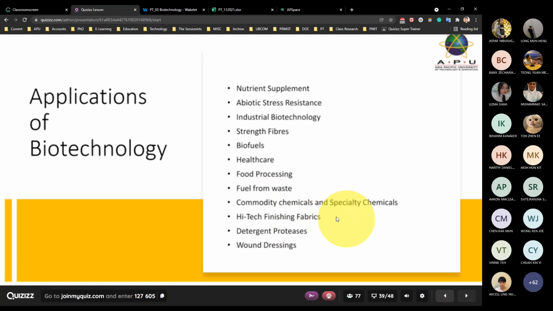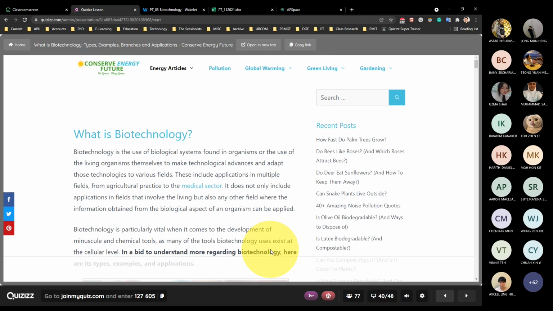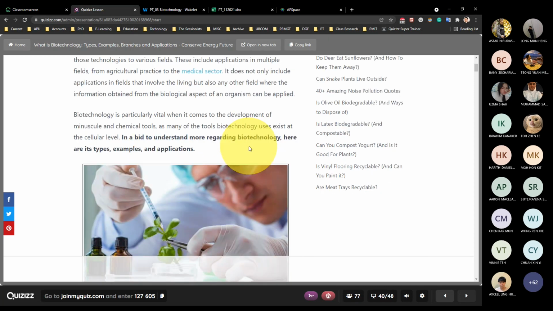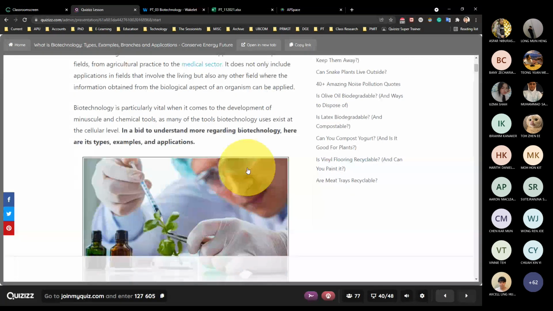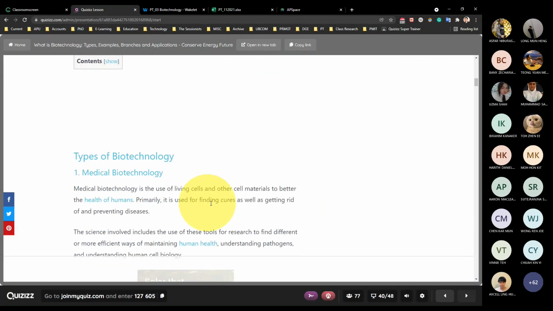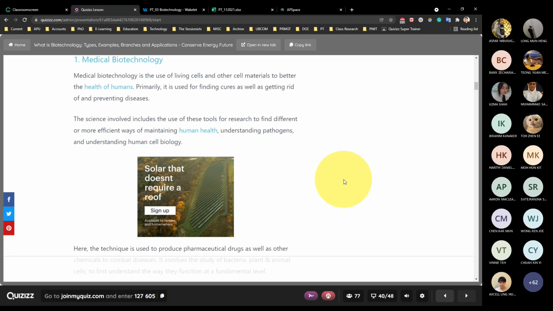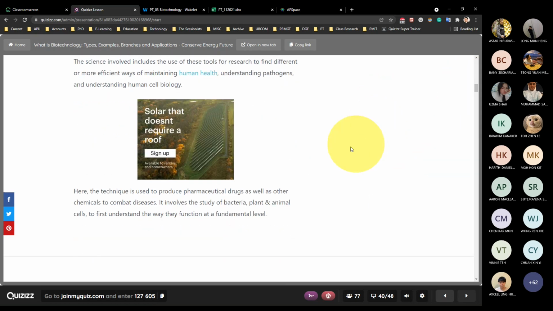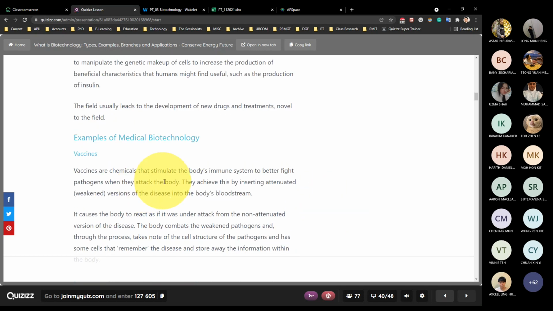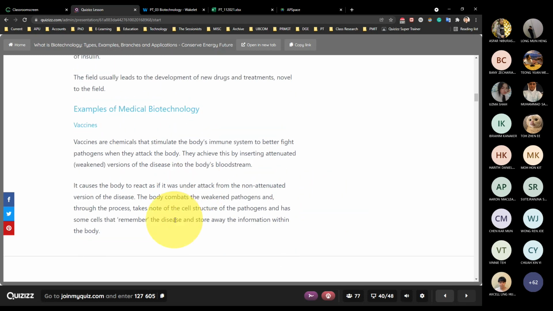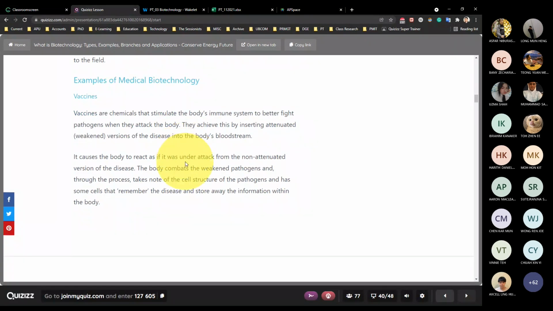Even fabrics, detergents that we have today, wound dressings, a lot of areas of medicine were also improved by application of biotechnology. So this is another website I'm also providing to you, again, to go across and see the different types of application, with some even more examples provided here. So you see medical here again. They break it down in the sense that you see the type of biotechnology, then they give you examples. This is the best way to learn this particular topic, is to look at the type and then look at the examples.